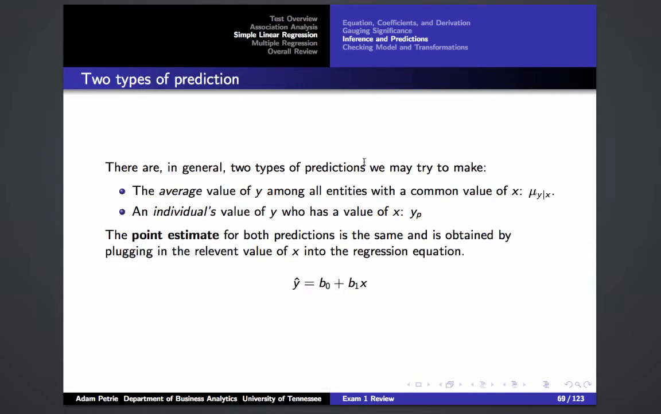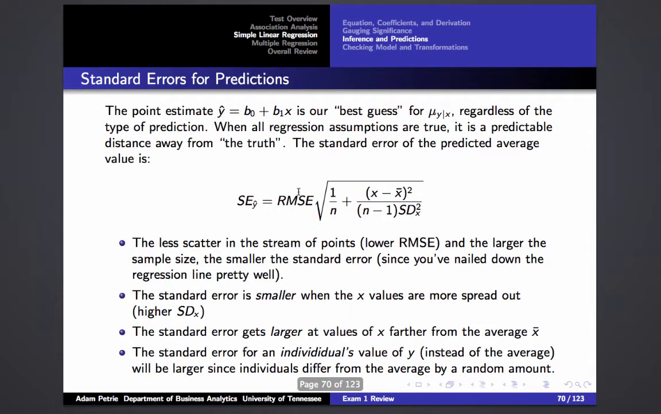Okay. We can also use the regression model to make predictions, but there are two types of predictions we might be making. We might be trying to predict the average value of y among all entities with some common value of x, or, and this is usually what we're trying to do, predict an individual's value of y who happens to have a particular value of x. The point estimate is the same, just plug in the value of x in the regression equation, but the standard error, the amount of uncertainty we have with the prediction, is different.